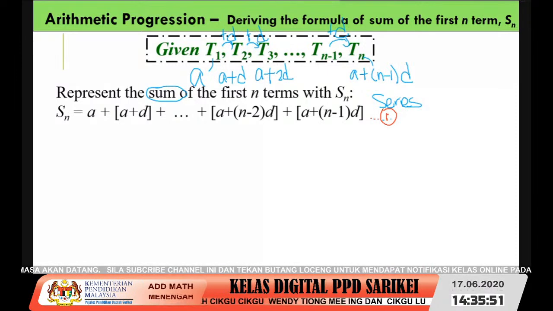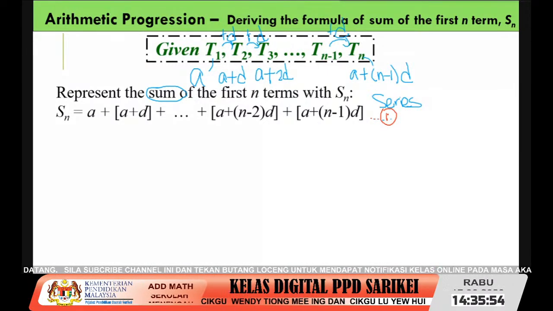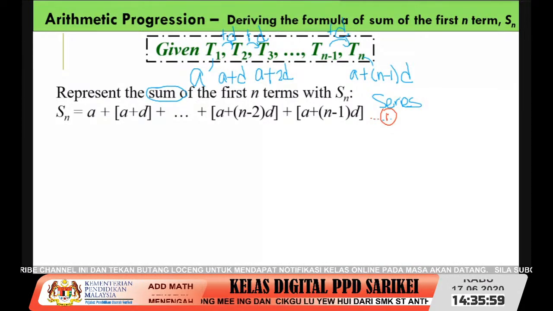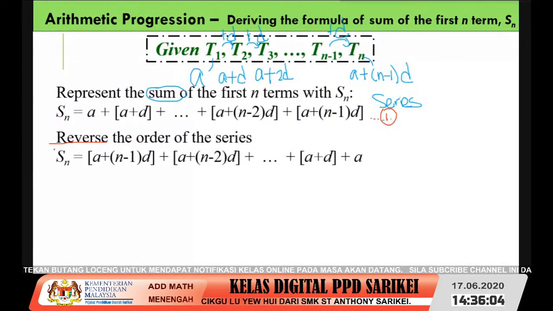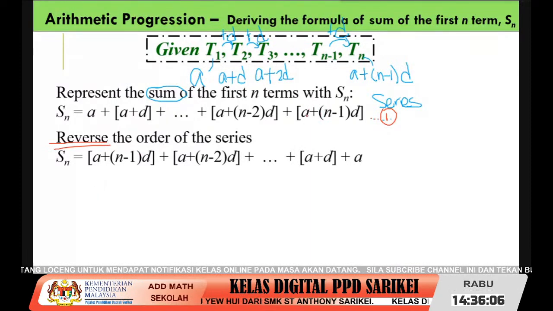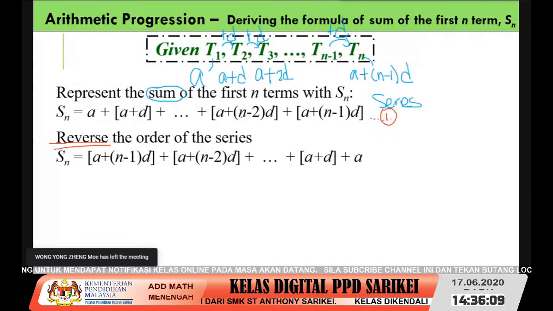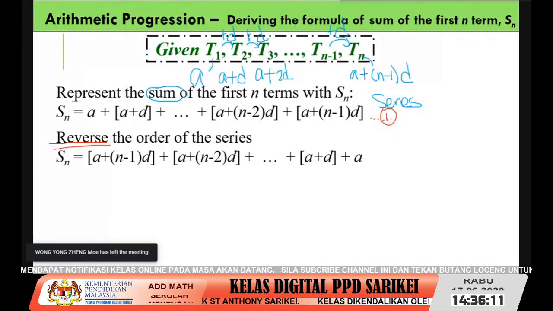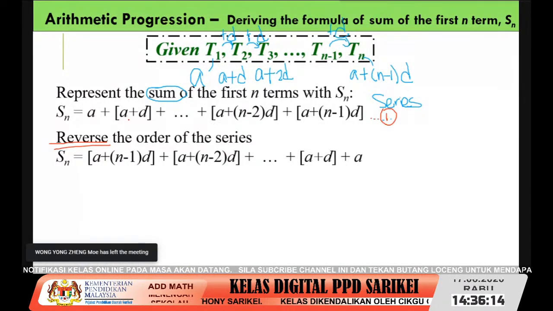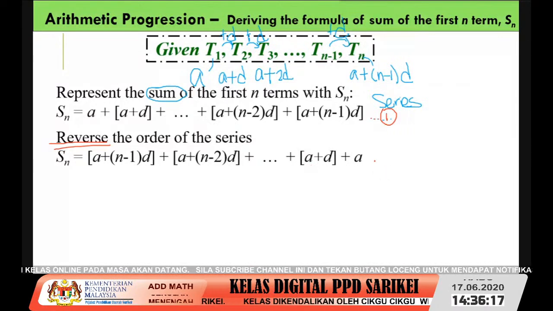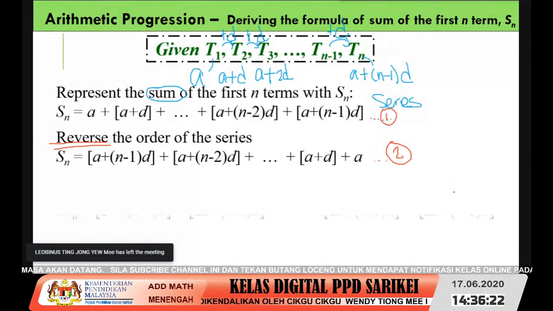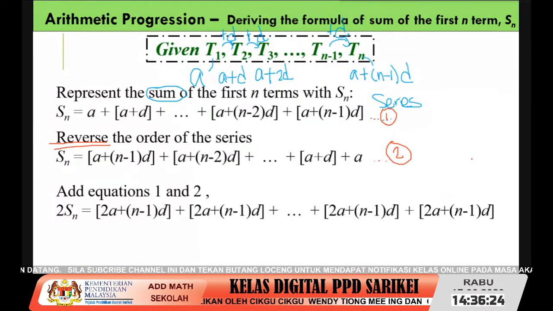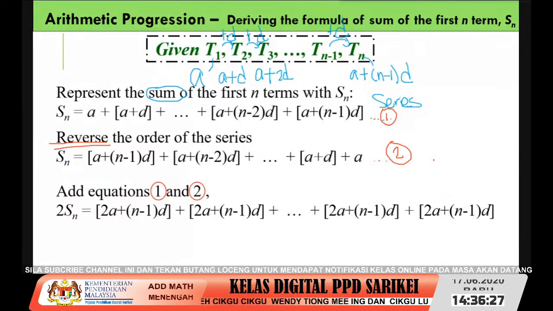So if we have first, we must have second. So the second one, how? Reverse the order. Cikgu cuba terbalikkan. Depan jadi belakang, belakang jadi depan. Okay, I try to reverse the order. Tengok, ini belakang jadi depan. A plus n minus 1D jadi depan. A plus n minus 2D ini jadi depan. Okay, first term jadi akhir sekali. Second term, second last term. So now we have these two equations. We will add these two equations, equation 1 and equation 2.